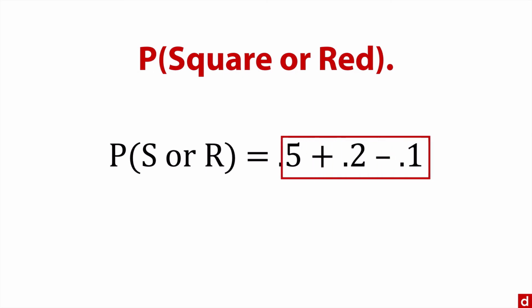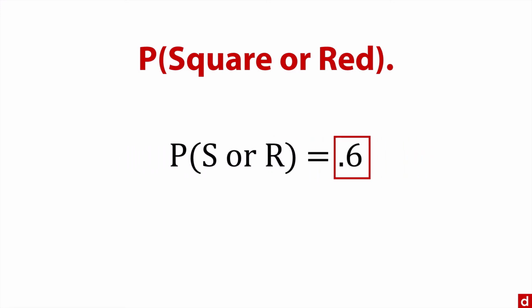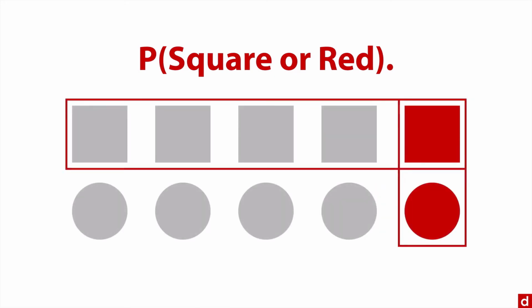And then we just do the addition and subtraction here. 0.5 plus 0.2 minus 0.1 gets us 0.6. And so what that means is there's a 60% chance of an object being square or red. And you can look at it right here. We got 6 shapes outlined now. And so that's the visual interpretation that lines up with the mathematical one we just did.